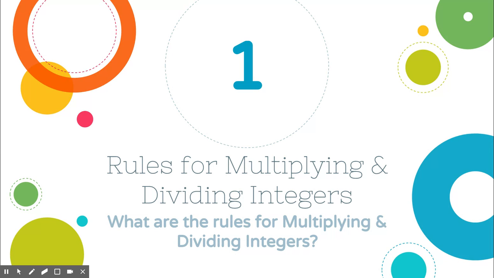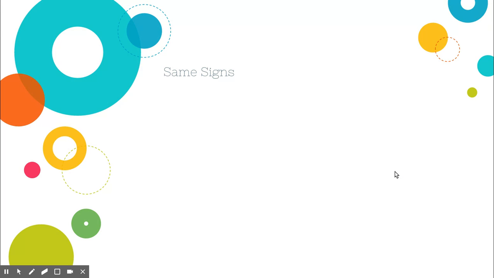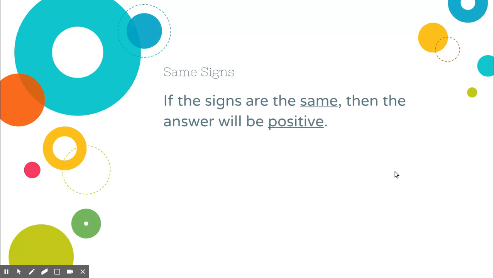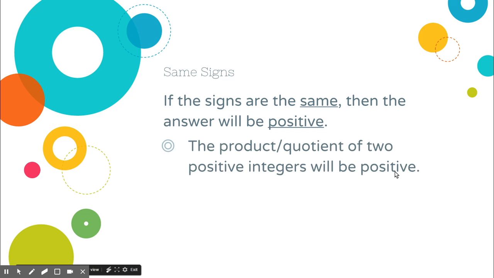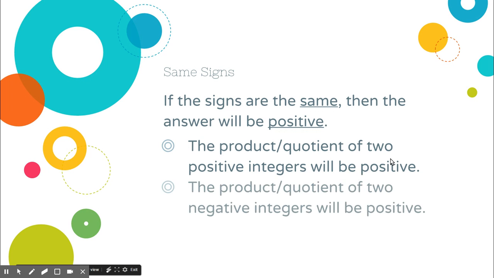So first let's go over the rules for multiplying and dividing integers, and these are actually very simple. If you were having any trouble at all with adding or subtracting integers, I think you're going to find that this is much easier. So first, if you have integers with the same sign, your answer will always be positive. What that means is if you were to multiply two positive integers, your answer would be positive. And in the same way, if you multiplied two negative integers, your answer would also be positive. So whenever you are multiplying two integers with the same signs, your answer will always be positive.